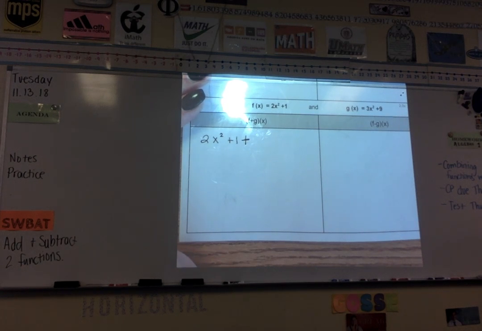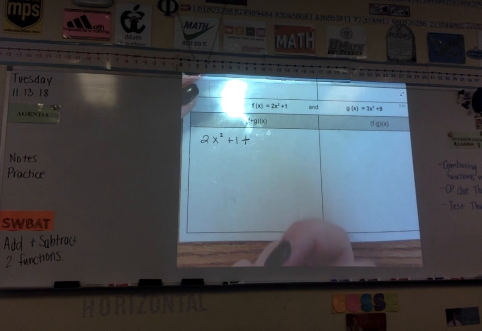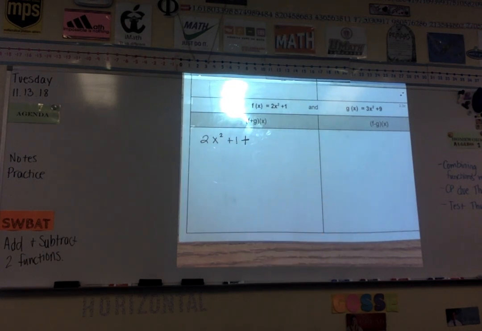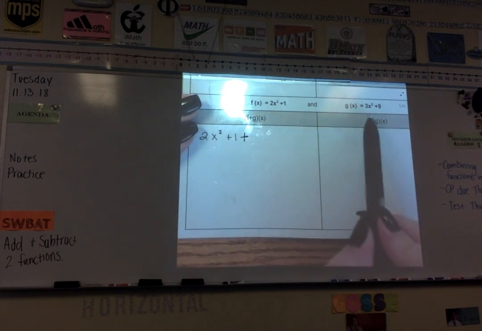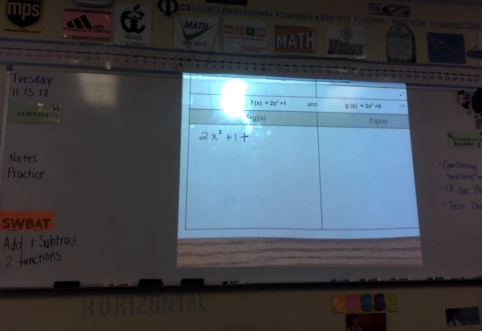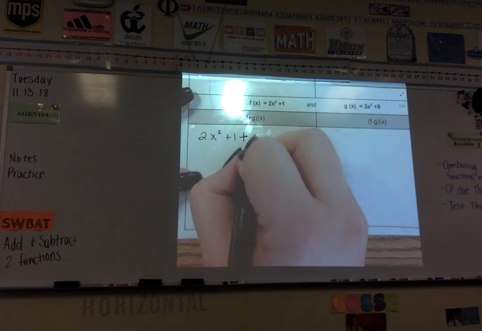I need to combine the function f, given right here, and the function g, given right here, together to make one function. Plus, okay, I get it. So what am I adding to f next, Jeremy? 3x squared plus 9.